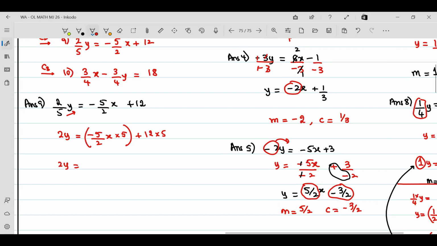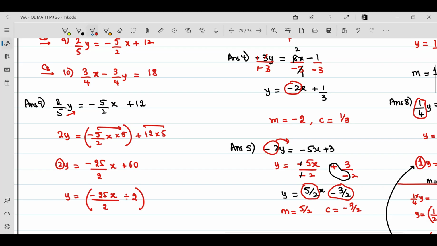So 2y equals what is minus 5 into minus 5? In minus 5 into 5, minus 25. Minus 25 over 2x plus 12 into 5, please. 60. Now I have to remove this 2. The 2 is multiplying here, so it will divide over there. So that's going to be y equals minus 25x upon 2 divided by 2.